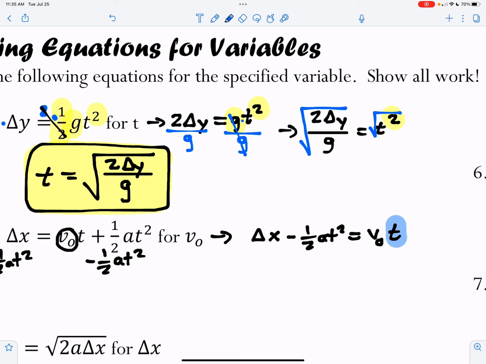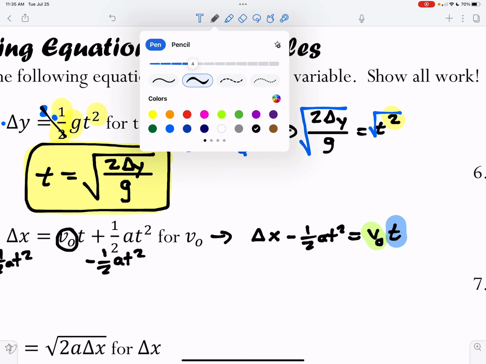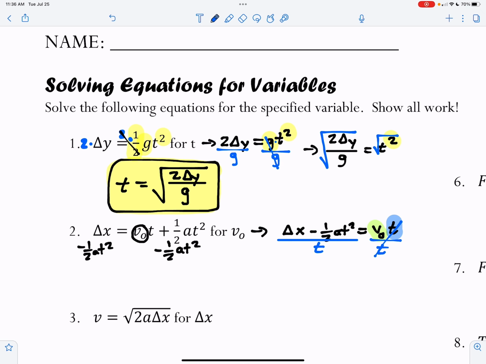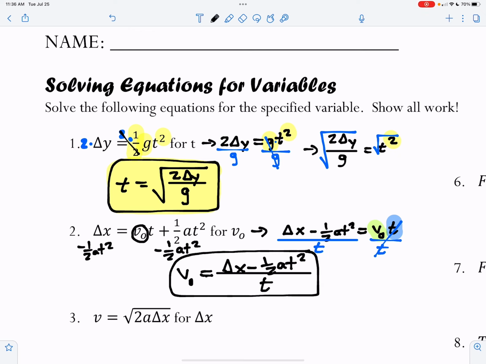Now, you only have one thing left to do. You have to get rid of t in order to get v naught by itself. Since they're being multiplied, the opposite of multiplying by t would be to divide everything by t. Do that, and we're done. And v naught would equal delta x minus 1/2 a t squared, over t. Okay, and we're just going to box and circle our final expression. And we're done with number 2.